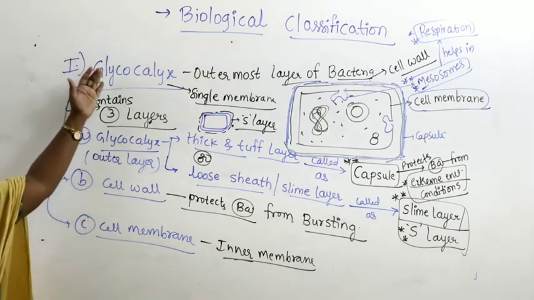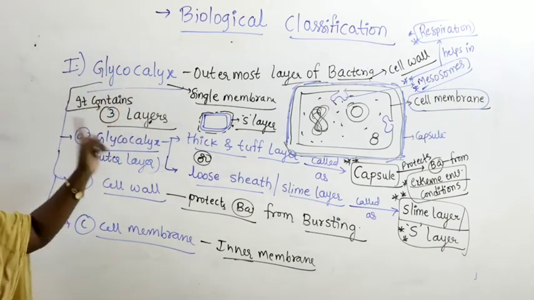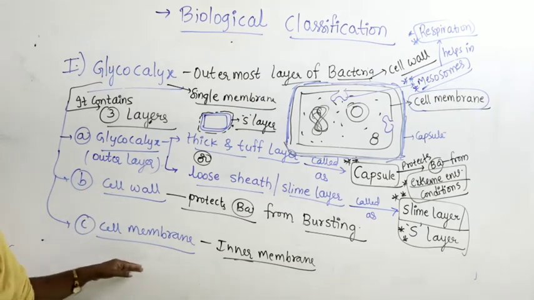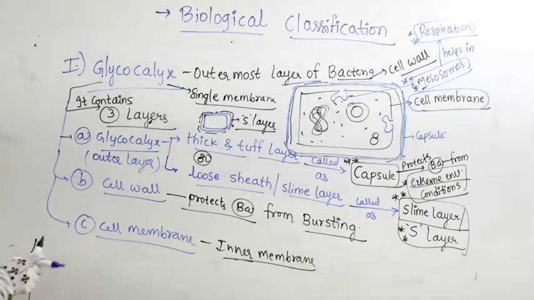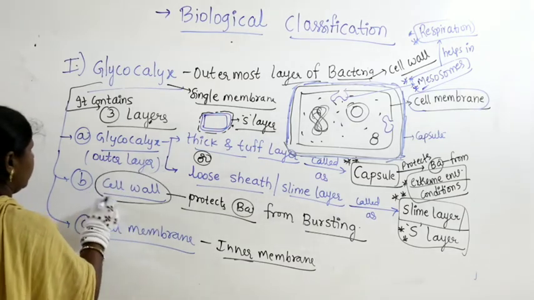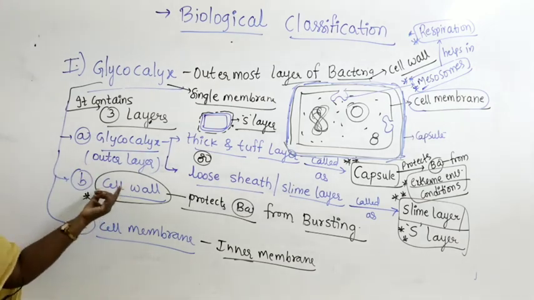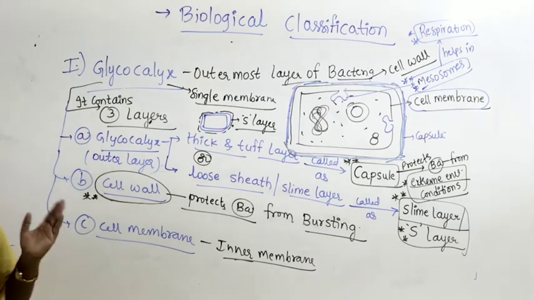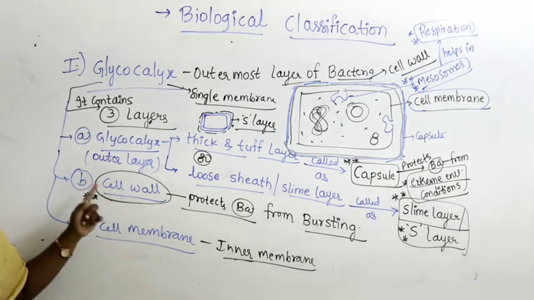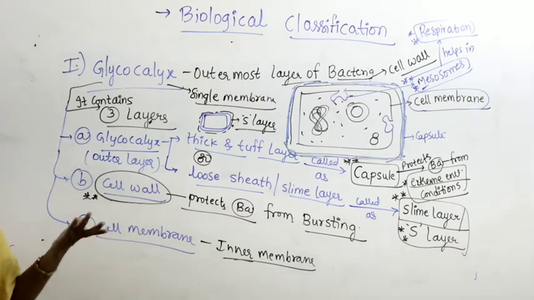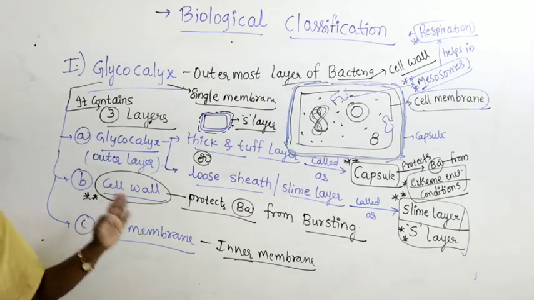Now, why am I telling you about the glycocalyx? It contains 3 sublayers: the outermost is called the glycocalyx, below that we find the cell wall, and inner to this we find the cell membrane. Now, let us mainly concentrate on the cell wall. Based on the cell wall, bacteria are classified into 2 categories, gram positive and gram negative. The cell wall is the second layer, and it protects the bacteria from bursting and collapsing. So, let us discuss the cell wall.